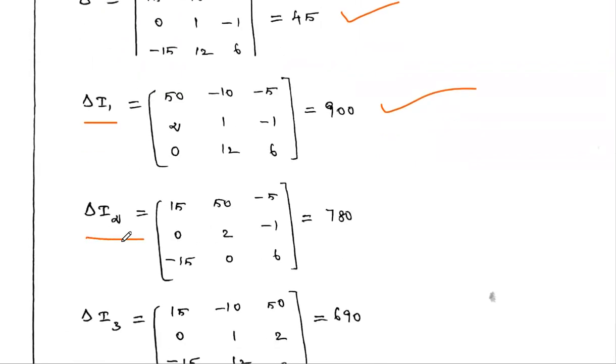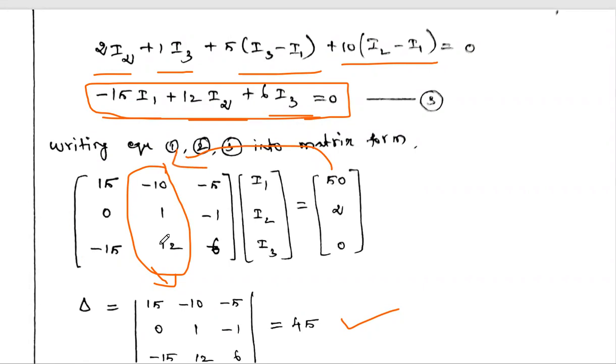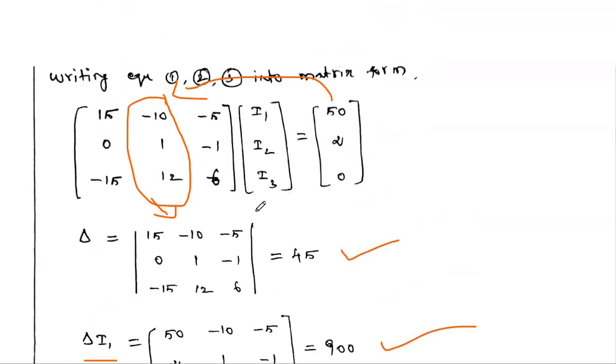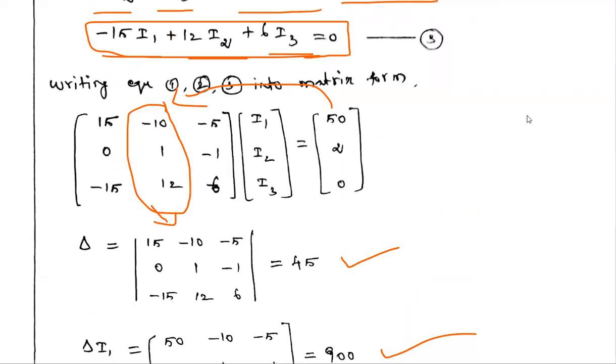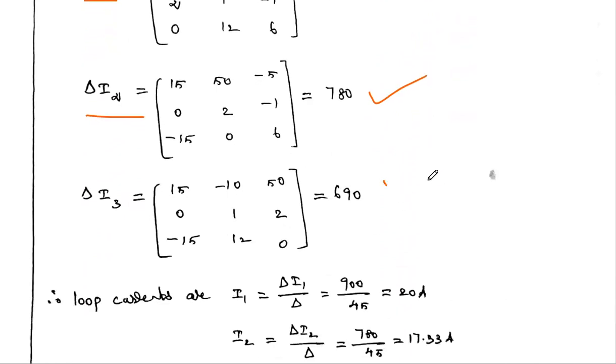Similarly, del I2. What is del I2? In this 3 by 3 matrix, you just replace the second column, minus 10, 1 and 12, by this constant value. It is called del I2. So the del I2 value is 780. Similarly, del I3 means replace the third column by this constant value. We can get del I3. So it is 690.